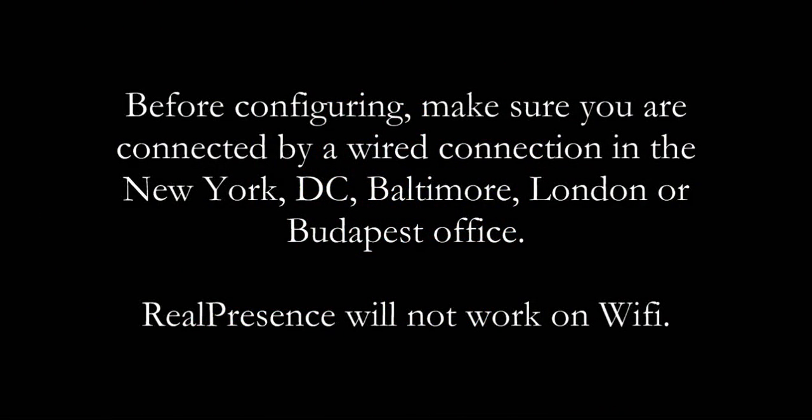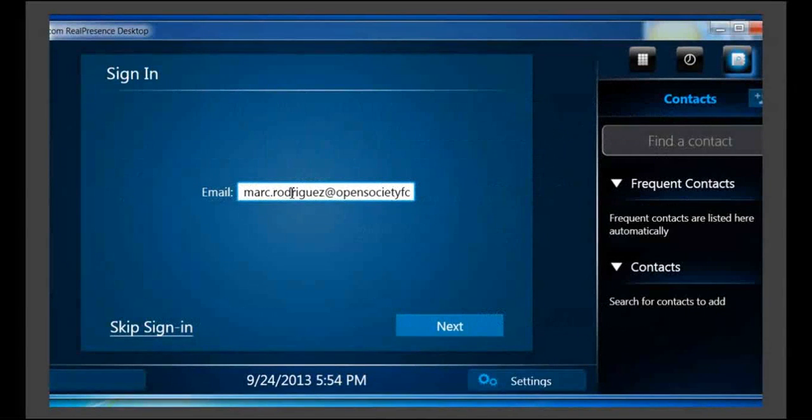Before configuring, make sure you are connected by a wired connection in the New York, DC, Baltimore, London, or Budapest office. RPD will not work on Wi-Fi. Now let's start the configuration process. Configuration only needs to be done one time.